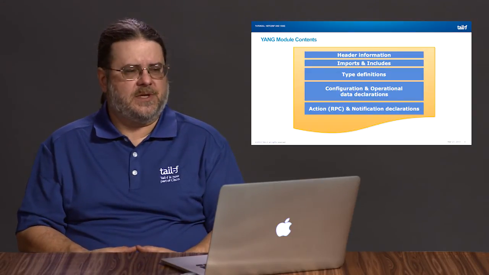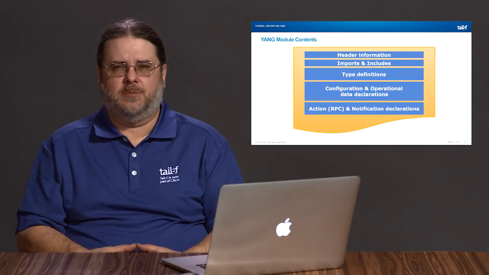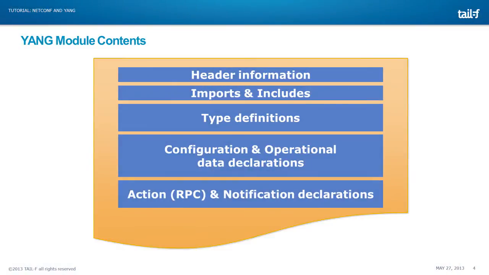Here is a basic sketch of what your typical contents of a Yang module will be. You'll have header information in the module. You'll have some number of import and include statements, followed by local type definitions, then any configuration or operational state data declarations, and then also any action or RPC definitions or notification definitions.